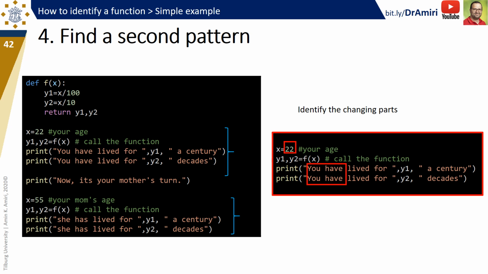Also, in the print function, for the case of 22, we have "you have lived for blah blah," and in the case of mom's age, we have "she has lived for." So "you have" and "she has" are also being changed.